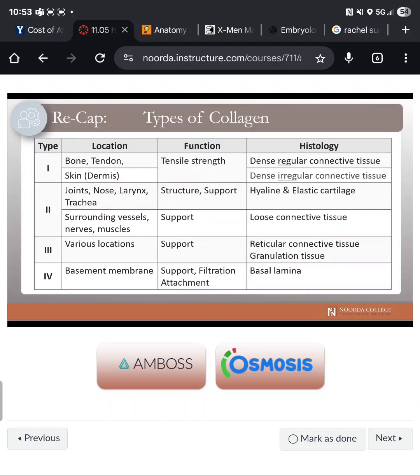So on that note, I will leave you with the table of recap of your location, function, and histology of collagens type 1, 2, 3, and 4.